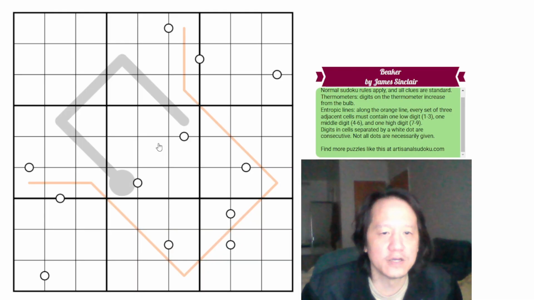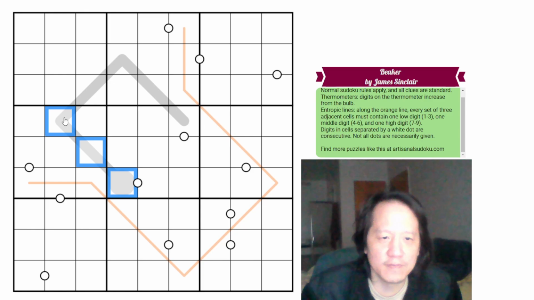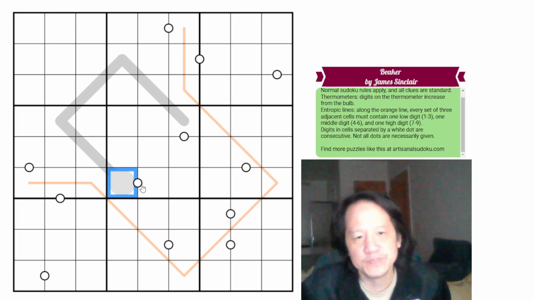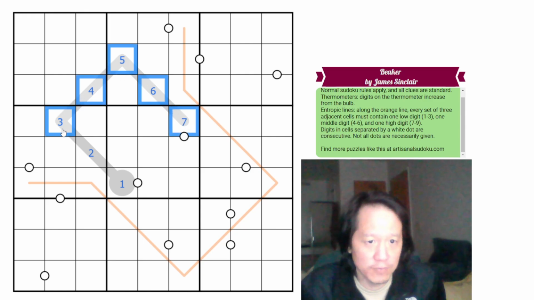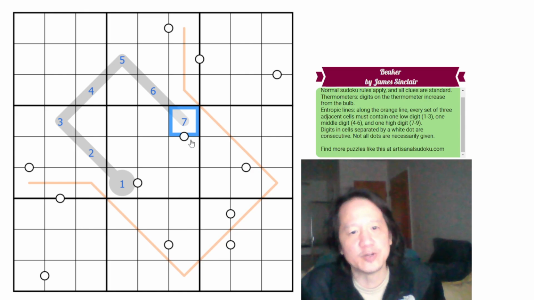Okay, first things first, I like numbering the thermometers from the lowest digit to the highest digit. So this could be 1. This has to be greater than this, so this is at least 2. This is at least 3, at least 4, at least 5, at least 6, at least 7. The highest number, then we go back down with the highest number. What's the highest number here? This has to be the highest number of 9, obviously.